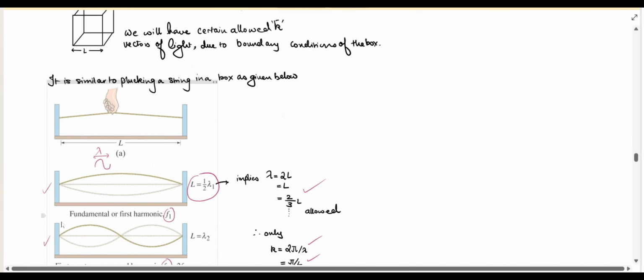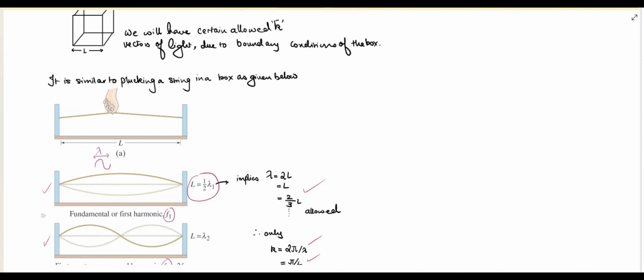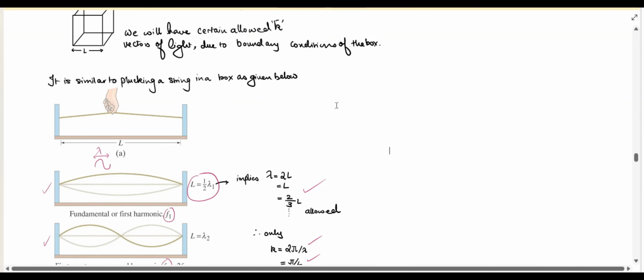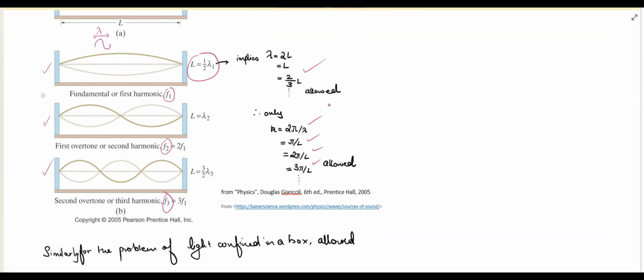It is similar to the problem where we have a string attached to two walls, and these walls are separated by a distance L. If I pluck this string, then only certain types of oscillations are possible in this system. They are denoted as the first harmonic, second harmonic, third harmonic, and mathematically the frequencies are denoted as F1, F2, F3, and these are the relations between those frequencies. The possible wavelengths in this setup are 2L, L, 2 by 3 L, and so on, where L is the distance between the two walls where the string is attached. And the possible wave vectors or modes, 2 pi by lambda, sorry, are pi by L, 2 pi by L, 3 pi by L, and so on.